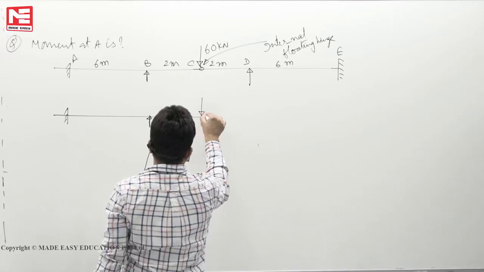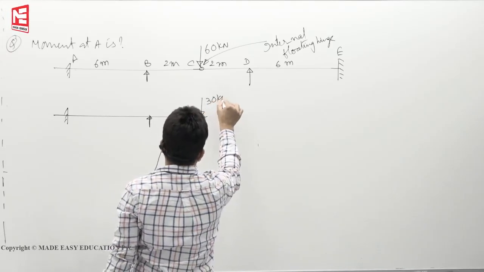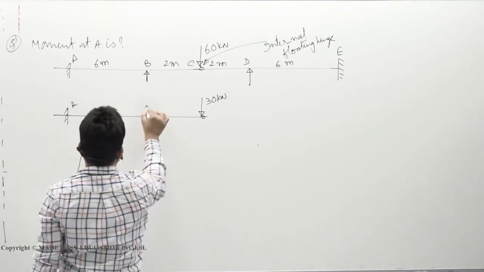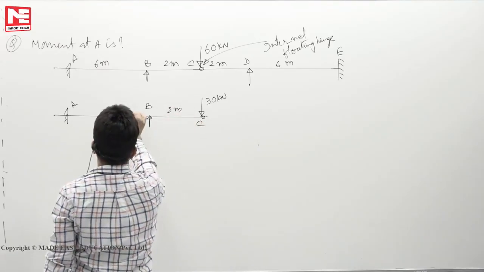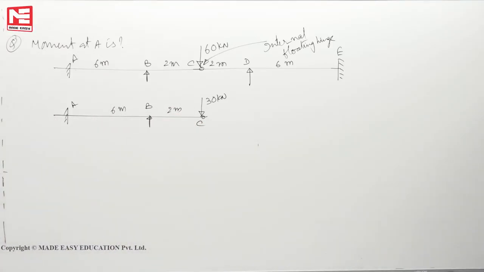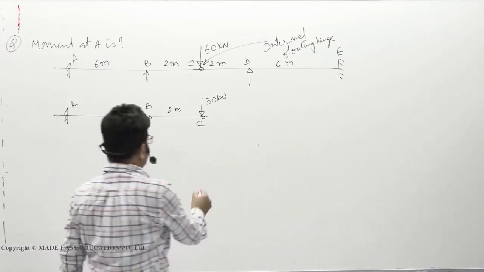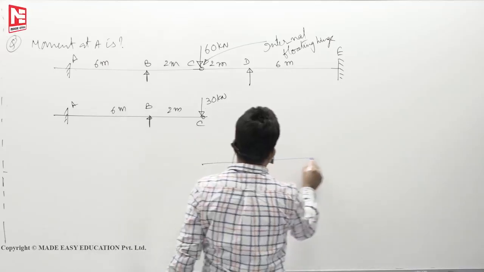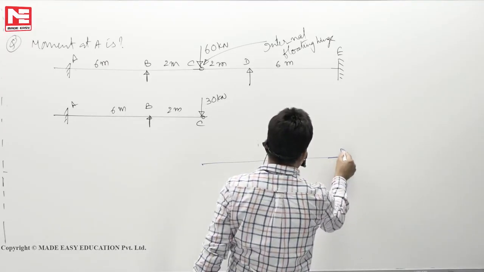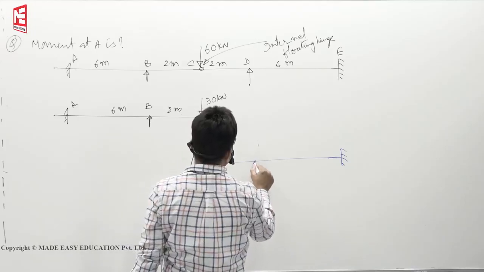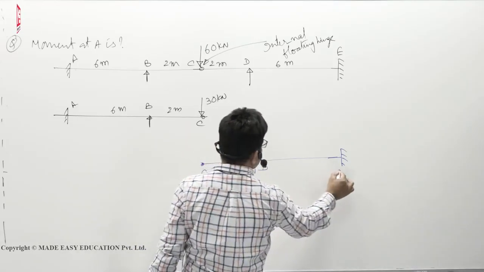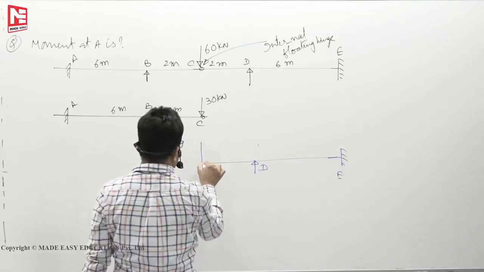Now this portion, A, B, C, will take only 30 kilonewton. This is 2 meters, 6 meters, let us say. Then the other portion is C, D, E. Here again 30 kilonewton.